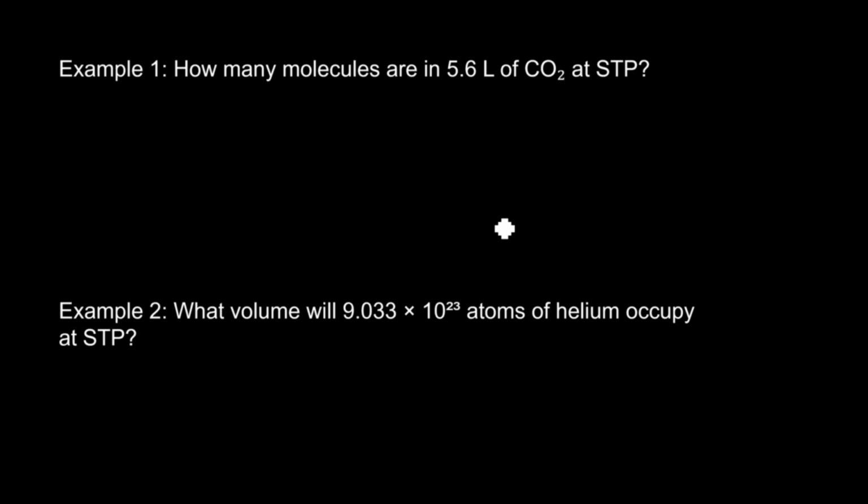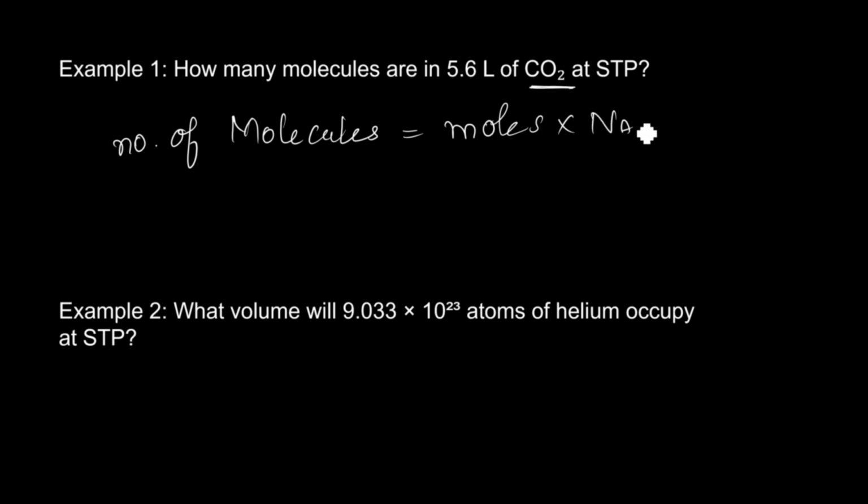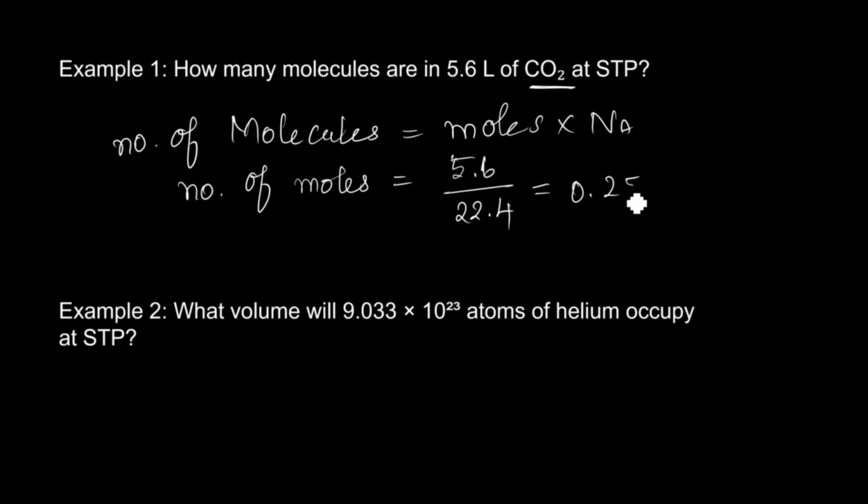How many molecules are in 5.6 liters of carbon dioxide? So they are asking for molecules in carbon dioxide at STP condition. What we said already, number of molecules is equal to moles into Na, right? So for that we have to know about moles. Number of moles is 5.6 divided by 22.4 at STP, which comes out to be 0.25 moles.